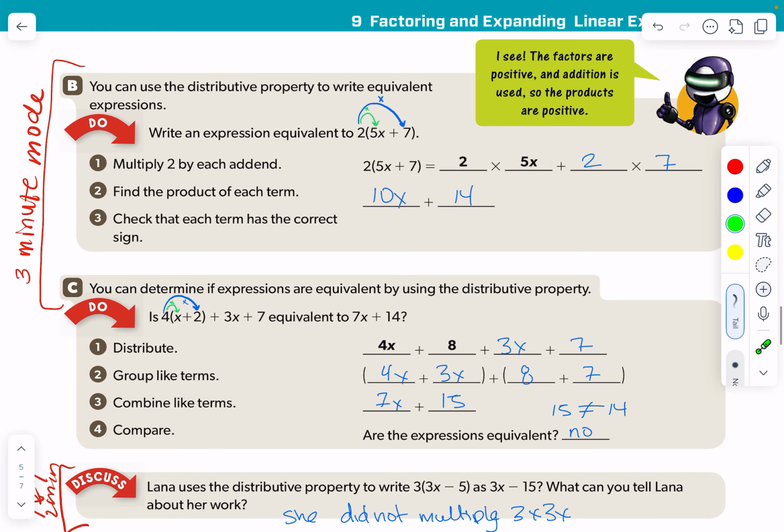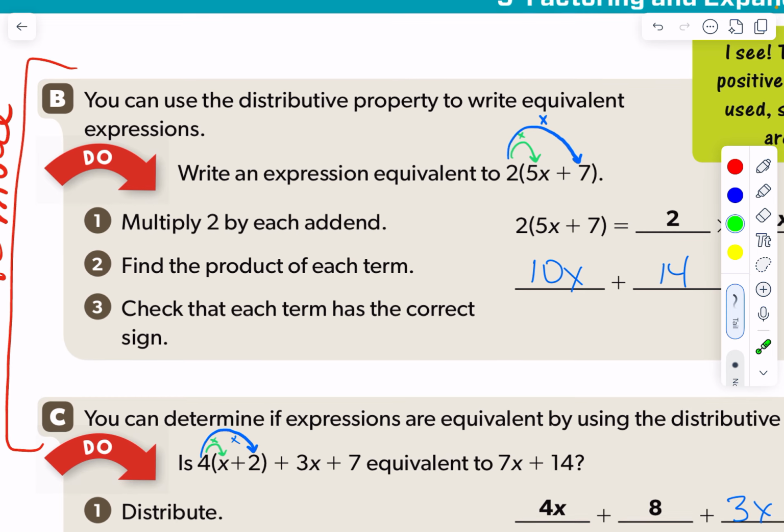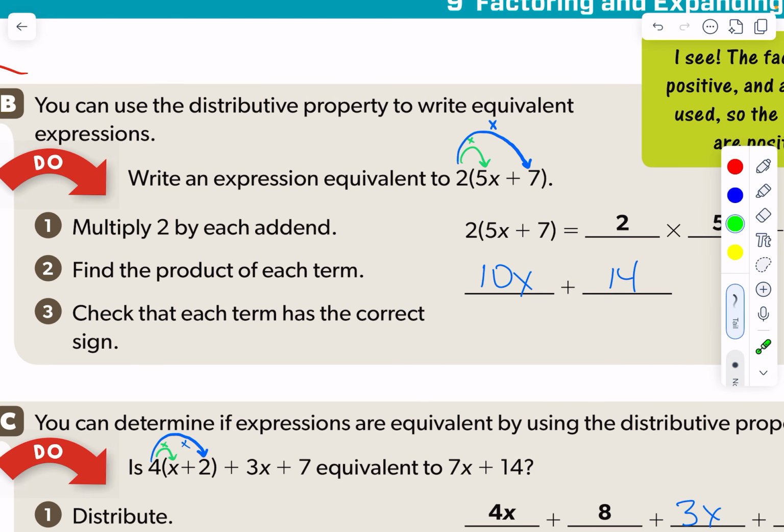Then you will jump into another model showing students how to utilize the distributive property. Students will learn that they have to multiply what is outside of the parentheses with every term that is inside of the parentheses, right? So 2 times 5x gives me 10x, and then 2 times 7 gives me 14.